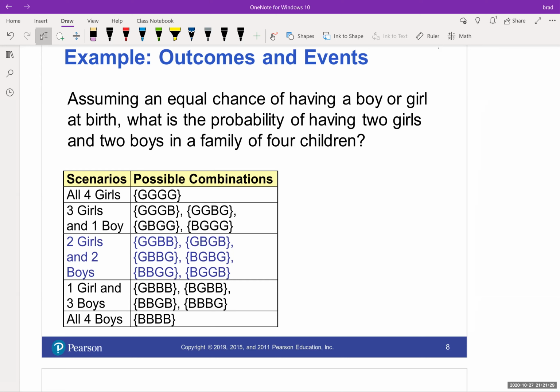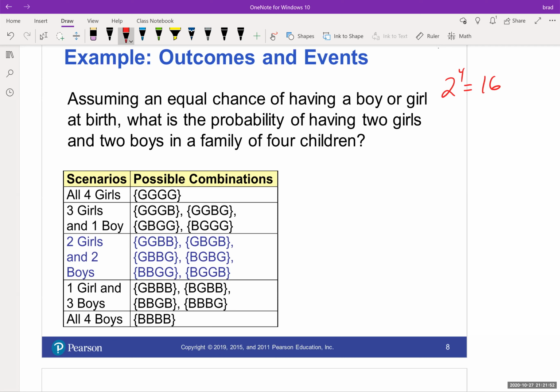So assuming an equal chance of having a boy or a girl at birth, what is the probability of having 2 girls and 2 boys in a family of 4 children? So now here's the thing. We're going to have 4 children, and we know there's 2 outcomes per birth. So this would be 16. Okay. So we have 2 to the 4th equals 16.